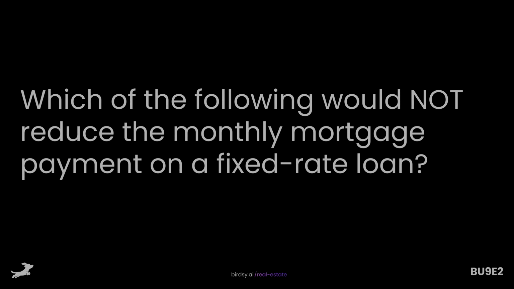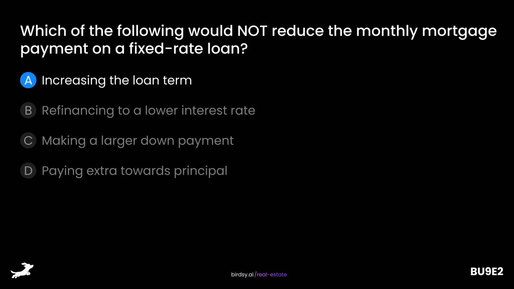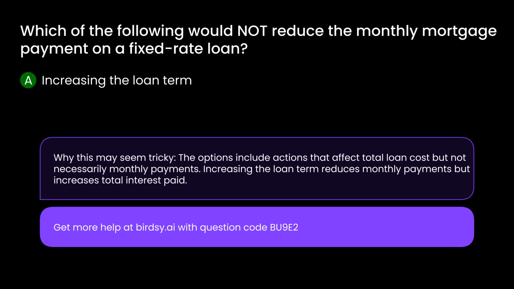Which of the following would not reduce the monthly mortgage payment on a fixed-rate loan? Is it A, increasing the loan term, B, refinancing to a lower interest rate, C, making a larger down payment, or D, paying extra towards principal? The answer is A, increasing the loan term. Why this may seem tricky. The options include actions that affect total loan cost, but not necessarily monthly payments. Increasing the loan term reduces monthly payments, but increases total interest paid.